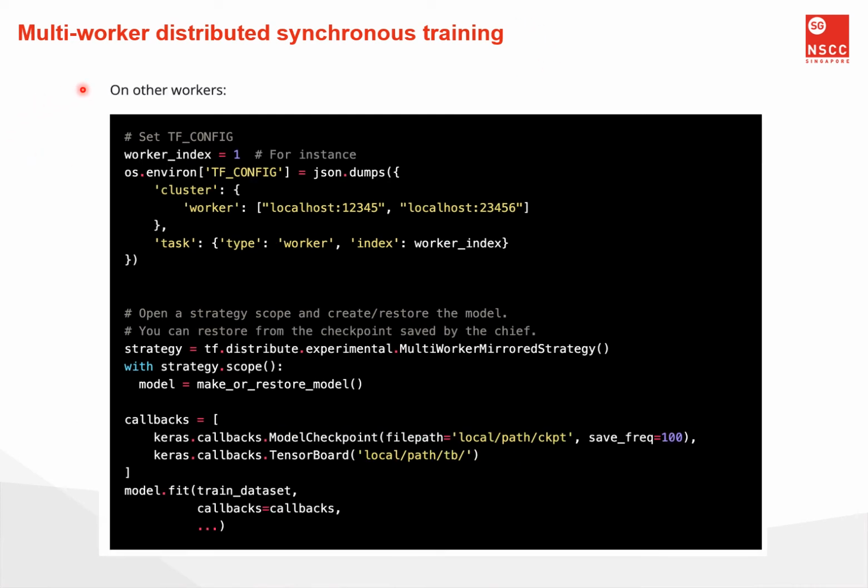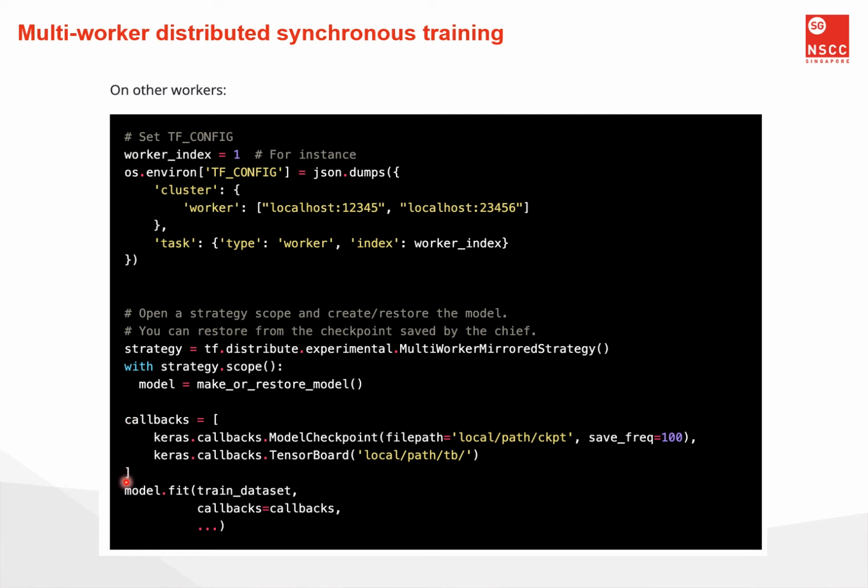For the other worker nodes other than chief worker node 0, we notice that we have this configuration as well. We have to set the worker index, which worker is this, and then in the configuration file we set the cluster, the different machines, and whether this is worker 0 or worker 1. This is worker 1 in this case, and then we set the strategy, the mirror strategy. We open the scope, and then we make or restore the model as before.